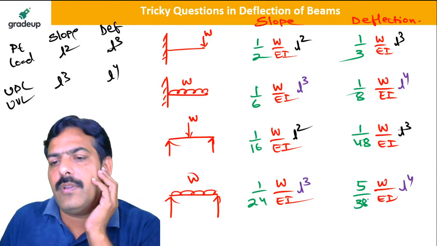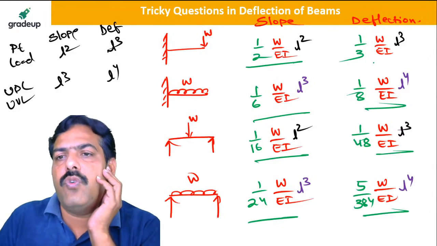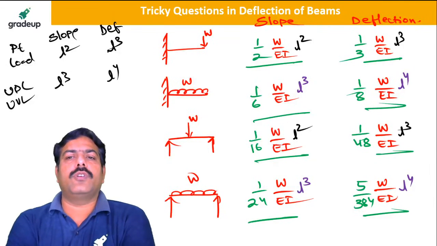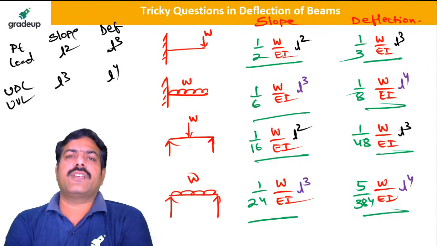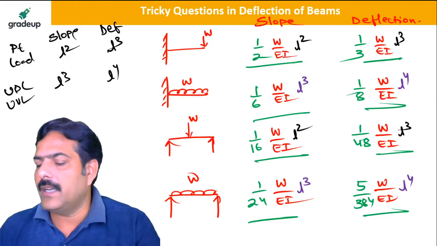These 8 are more than enough, my dear friend, where only formula based questions are asked to you. Is it clear now? Just 4-5 times if you can write down, definitely you can remember this. No need to worry about the slope and the deflection for cantilever point load, cantilever UDL, simply support point load, simply support UDL. Is this clear?